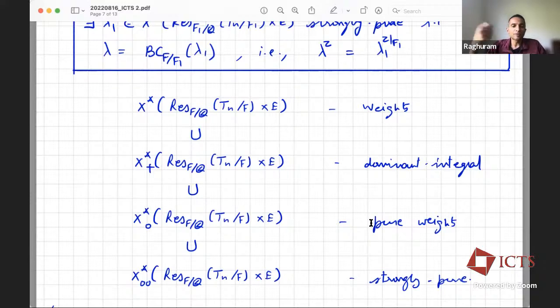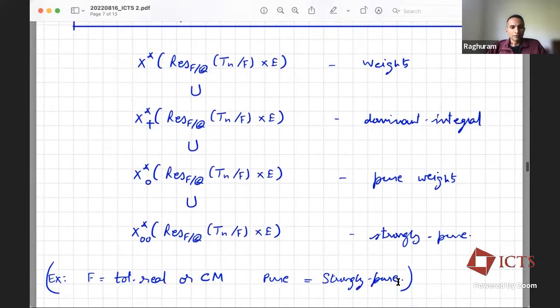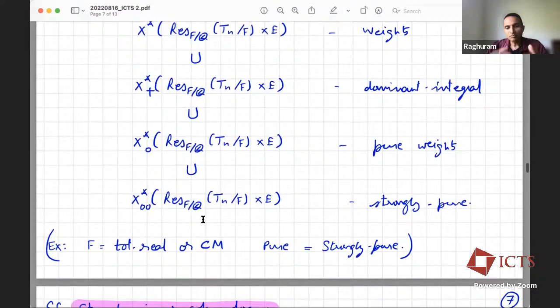Here, purity means that for some embedding it's pure, and strong purity is that for every embedding from E to C, the weight is pure. It's an exercise that if F is totally real or a CM field, then pure and strongly pure are the same. But in general, the class of strongly pure weights is smaller than the class of pure weights. And this causes some trouble for us later on, as we will see. Or it caused me trouble in fixing proofs. Maybe a better way to say it is that it adds an additional layer of richness of details to the theorem that is going to follow.